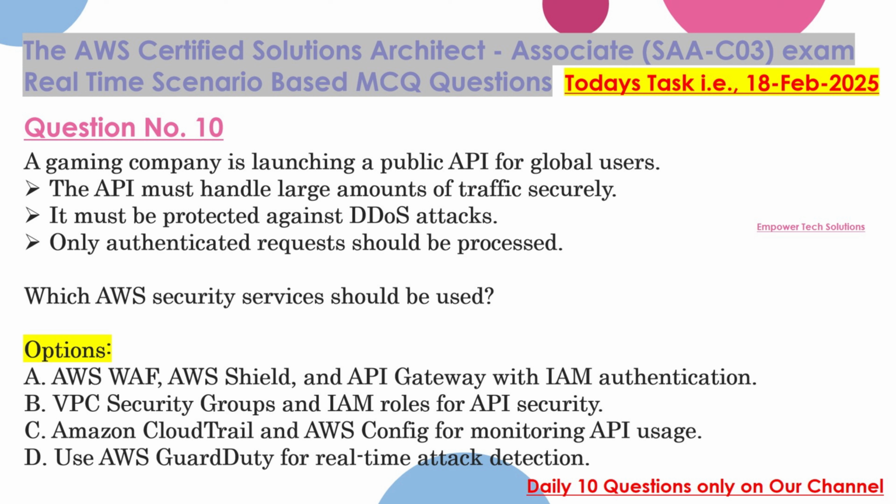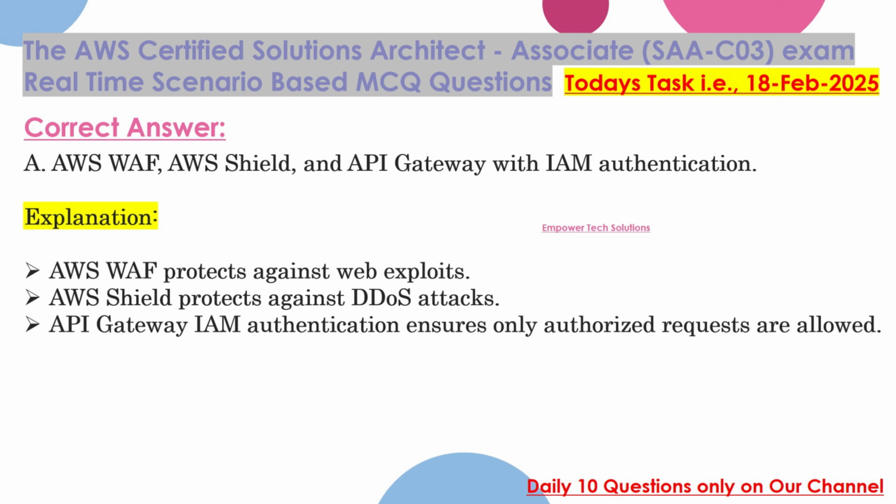Options: A. AWS WAF, AWS Shield, and API Gateway with IAM authentication. B. VPC security groups and IAM roles for API security. C. Amazon CloudTrail and AWS Config for monitoring API usage. D. Use AWS GuardDuty for real-time attack detection. Correct answer: A. AWS WAF, AWS Shield, and API Gateway with IAM authentication.